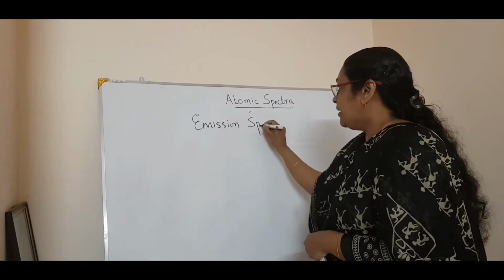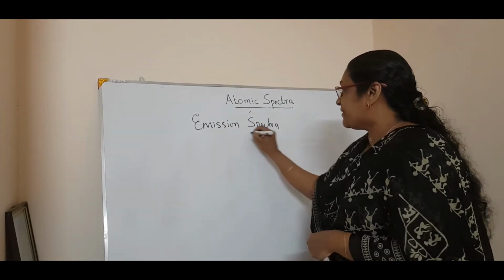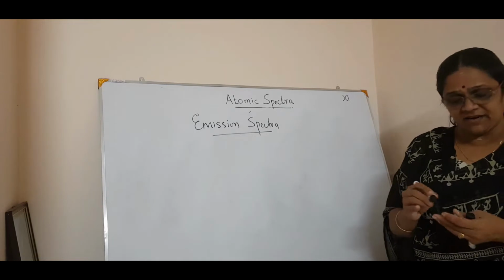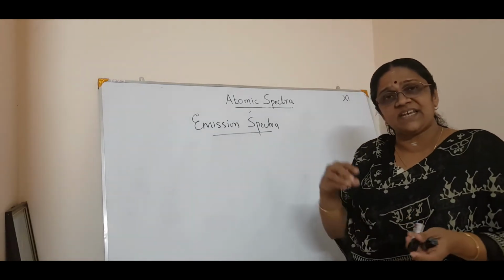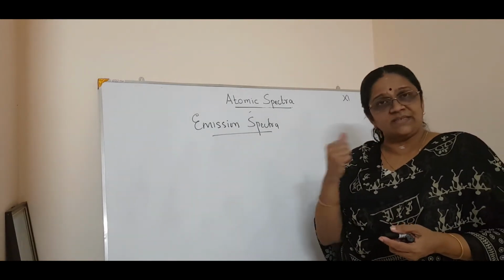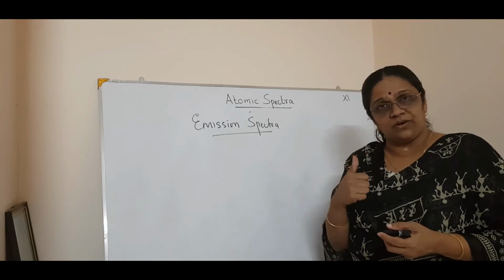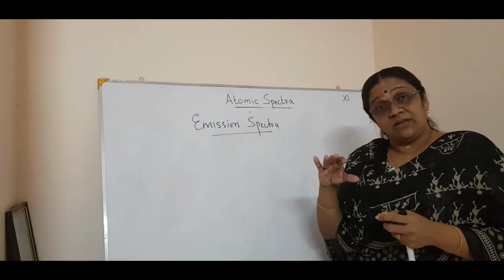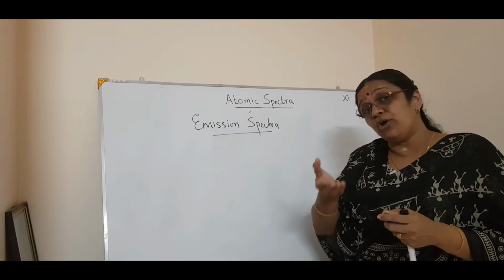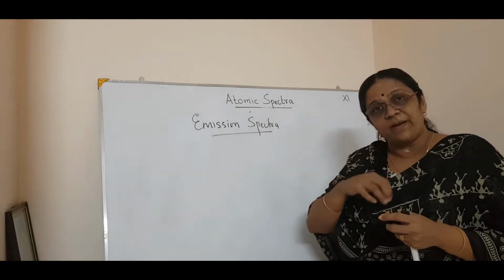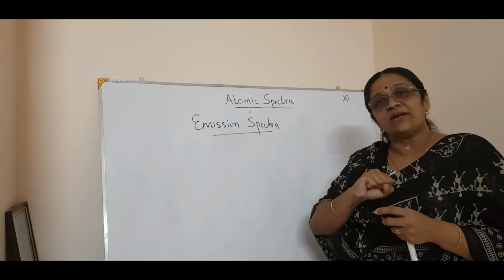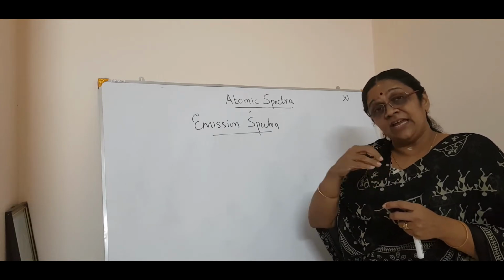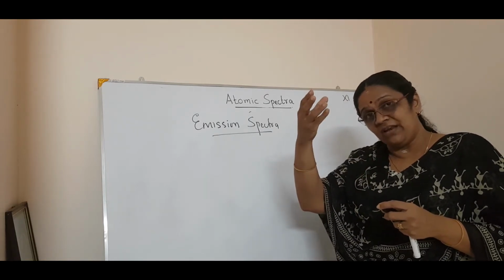Emission spectrum means something is emitted, that is, radiation is emitted from a substance, an atom or a molecule. When will this happen? When some amount of energy is absorbed by that thing, as I said, it will go to a higher energy level.